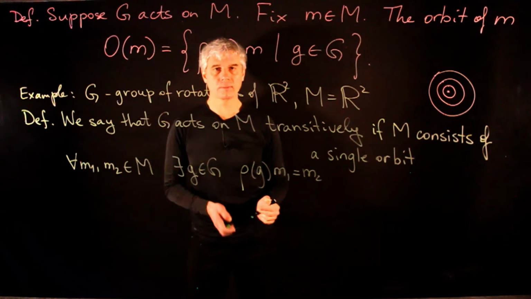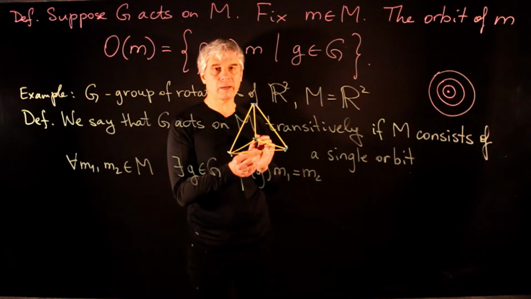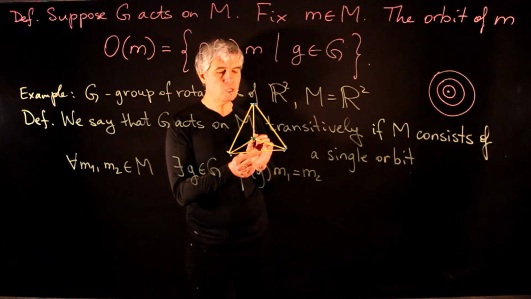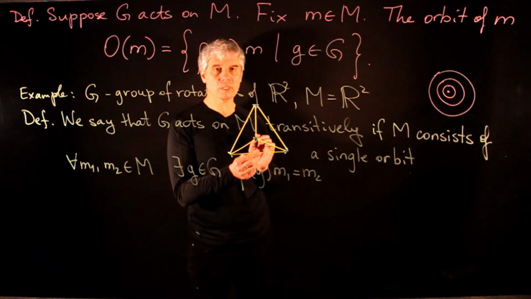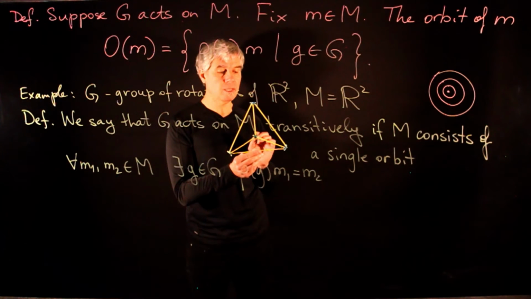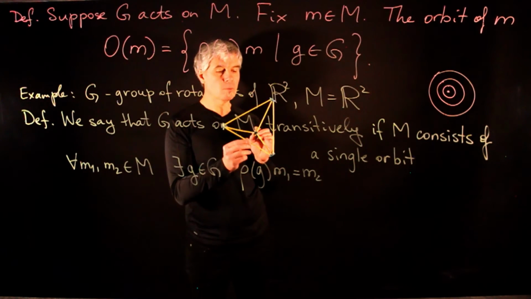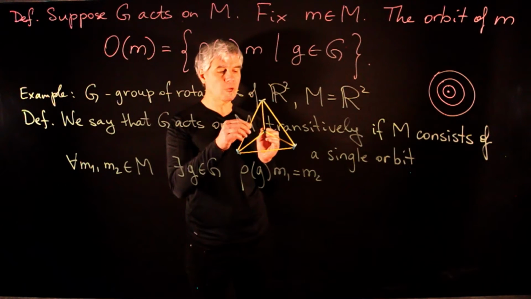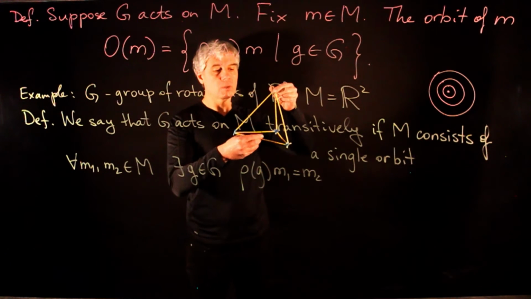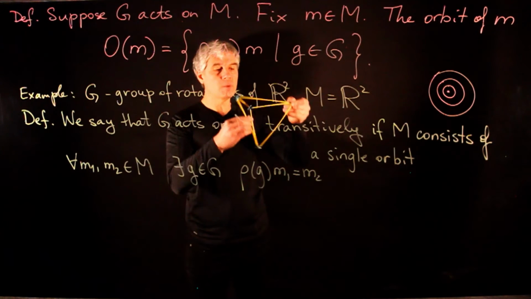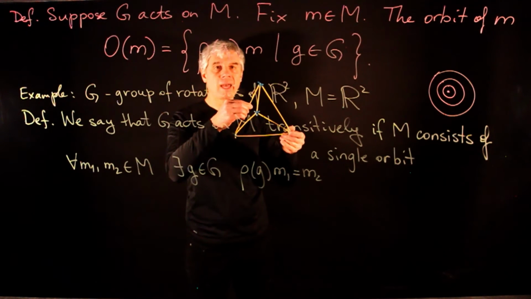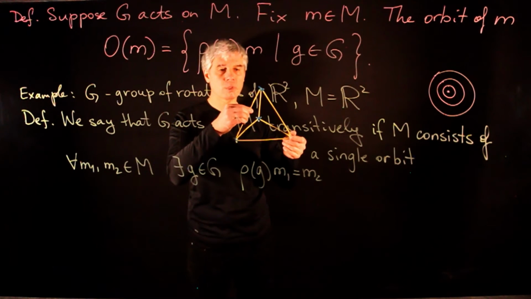As an example, consider this tetrahedron. So we take G to be the group of symmetries of this tetrahedron. And as a set, we take the set of vertices. So we have 4 vertices in a tetrahedron. And we can see that by applying symmetries, we can move any vertex to any other vertex. So here, the group of symmetries of the tetrahedron acts transitively on the set of vertices.